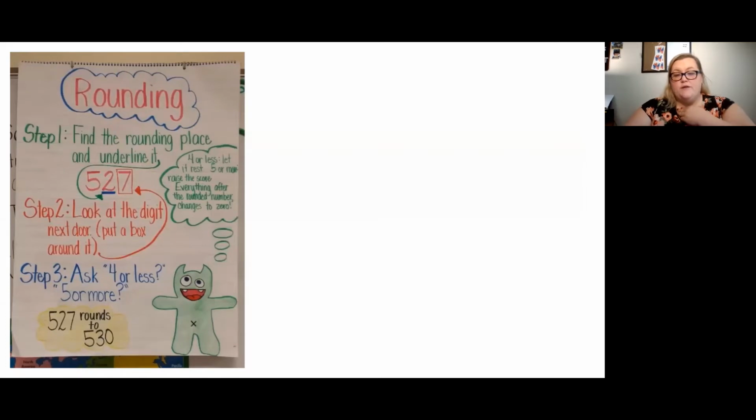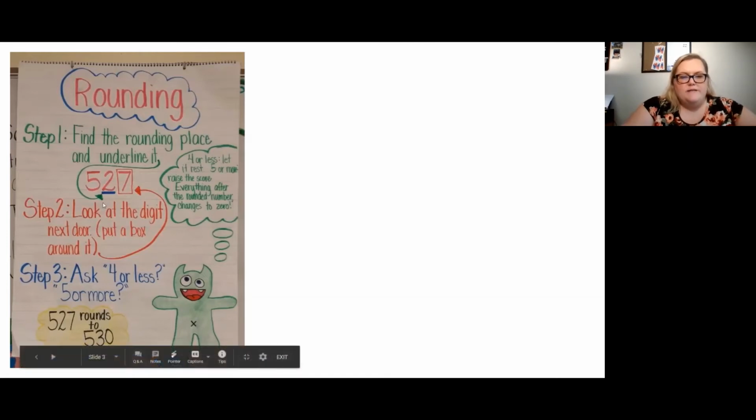If it is a number that's 4 or less, then they will do what they call let it rest. That's how I teach my kids: let it rest. Or if it's more than 5, which in this case it is, then they will raise the score. All that means is that the value that you underlined is either going to rest or it's going to increase by 1 point value. In this case, we are going to increase that value. This is a 2, so it'll increase to 3, and then everything behind it goes to 0. So the new number would be 530.